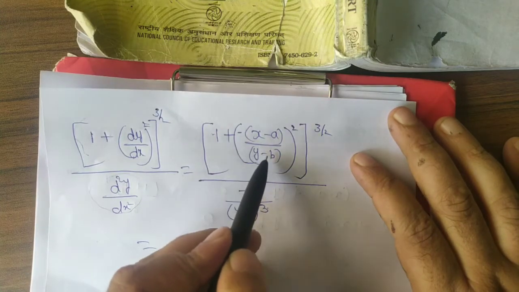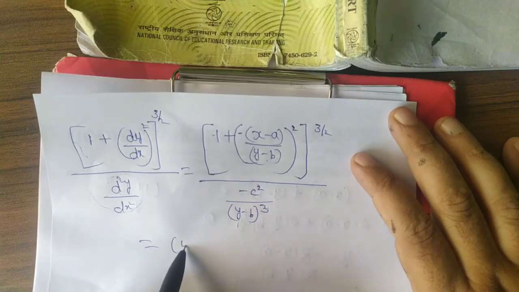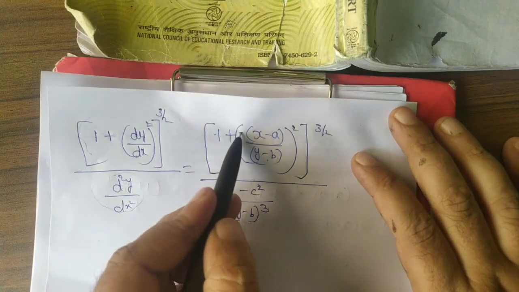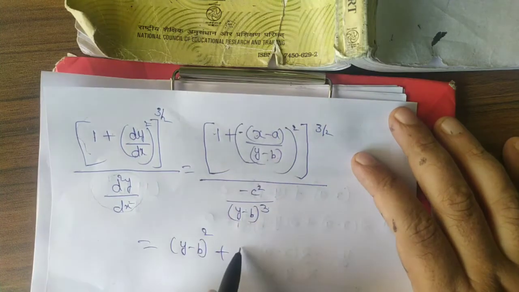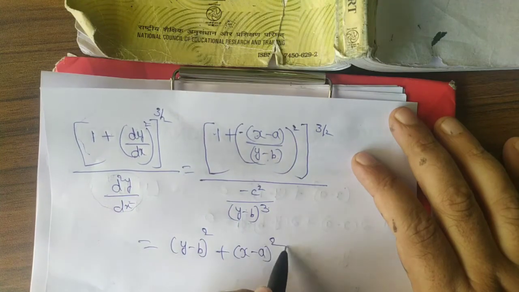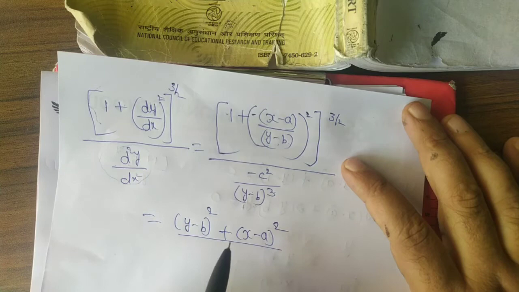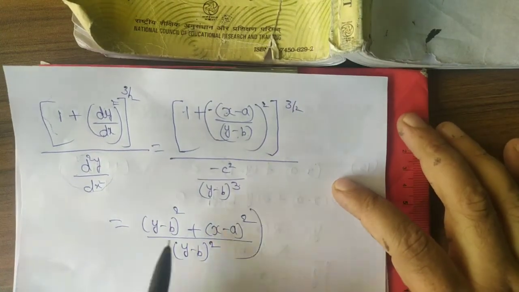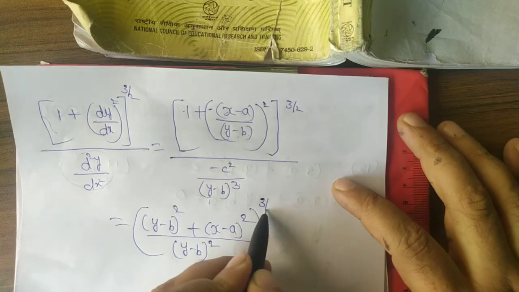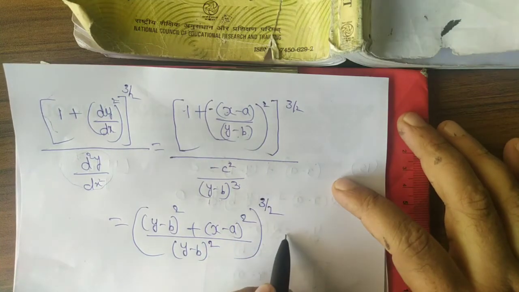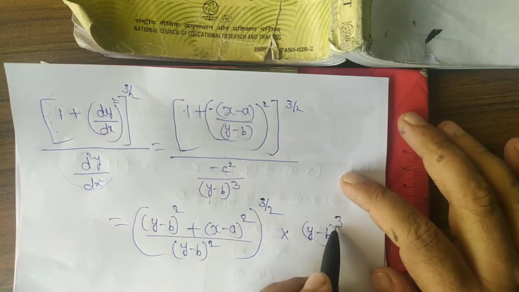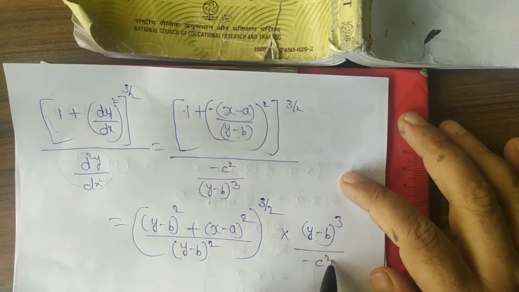So the LCM will be (y minus b) whole square, and it will come here. So (y minus b) whole square plus the square of minus is positive sign, so it will be (x minus a) whole square all upon (y minus b) whole square to the power 3 upon 2, and the denominator part I can write here as (y minus b) whole cube upon minus c square.